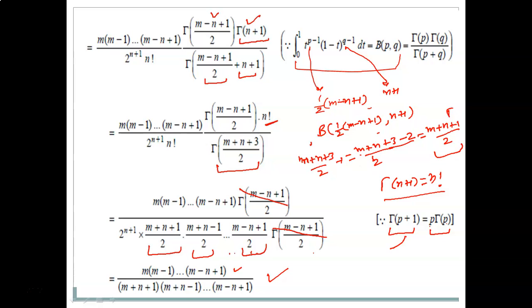So this is about the Rodrigues formula and the numerical problems based on the Rodrigues formula. Some more problems can be there of this kind. You just have to simplify the integration or differentiation. That is it about this lecture.